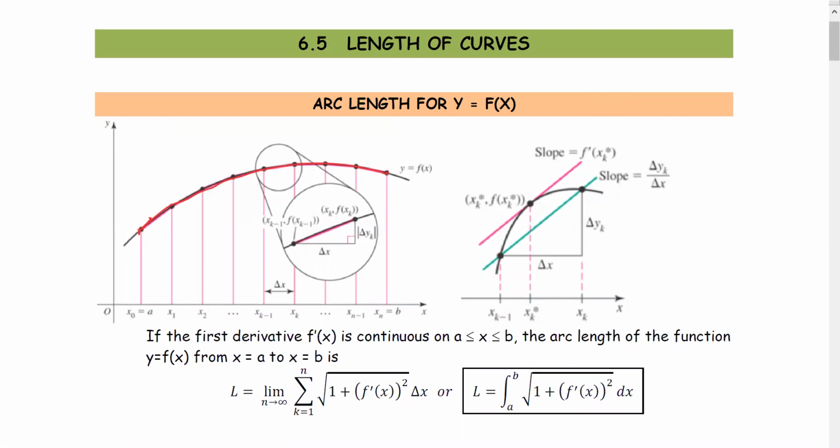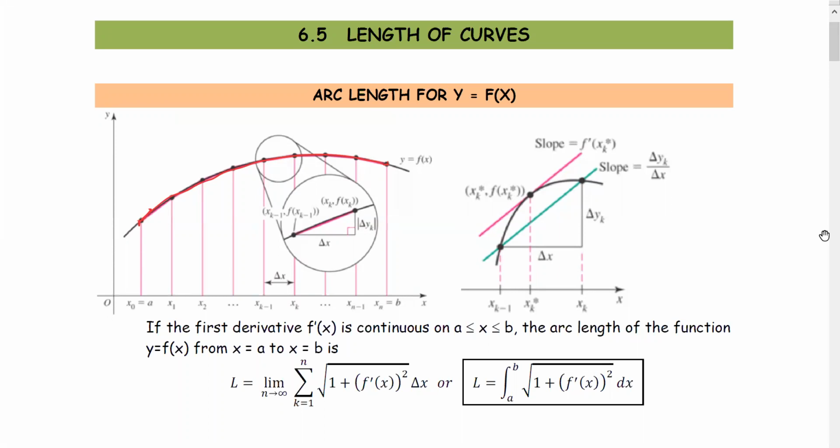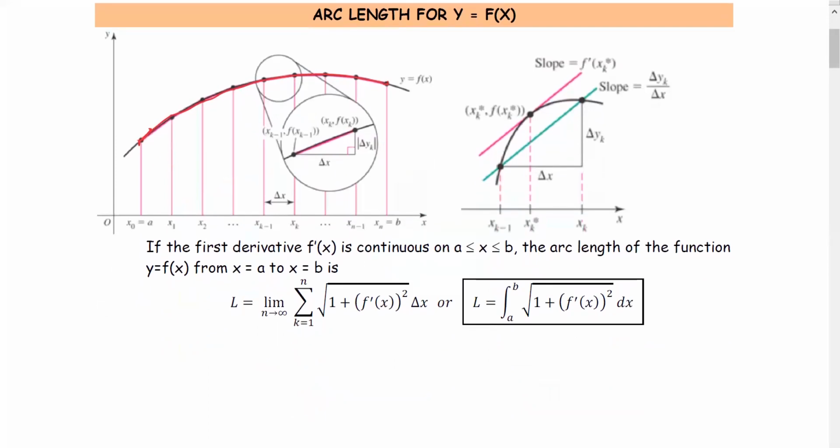The arc length equals the definite integral from point a to point b of the square root of 1 plus the derivative of the function f squared with respect to x. Let's see how we come up with this formula.